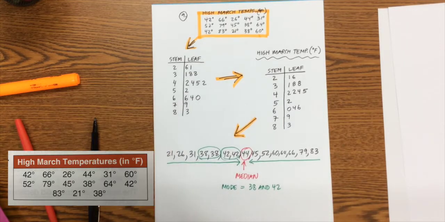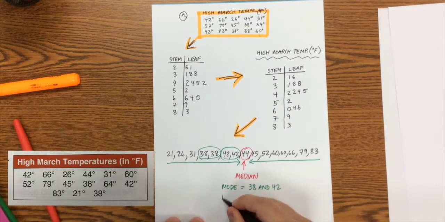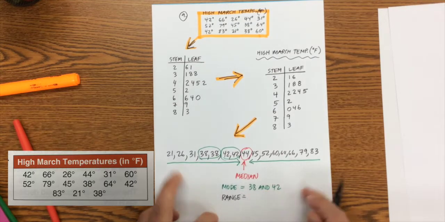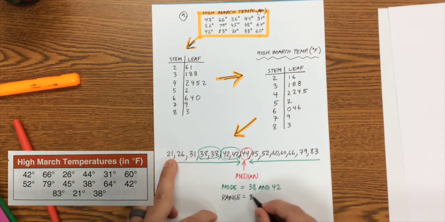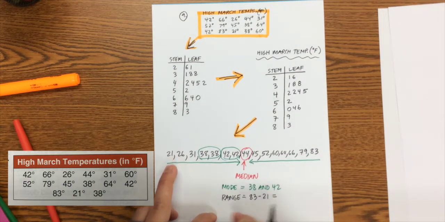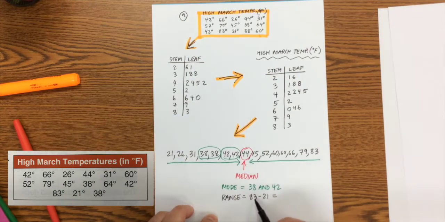Let's go ahead and determine the range. For the range, we're going to find the difference between the largest number, 83, and the smallest number, 21. If you do the math here, 1 from 3 is 2, 2 from 8 is 6. So 62 is your range. Once again, 44 is your median, your mode is 38 and 42, and your range is 62.